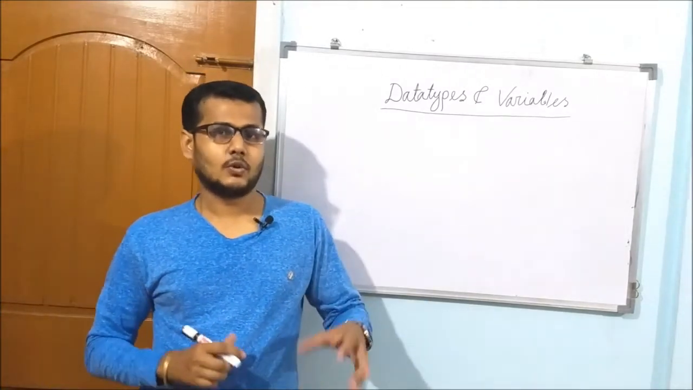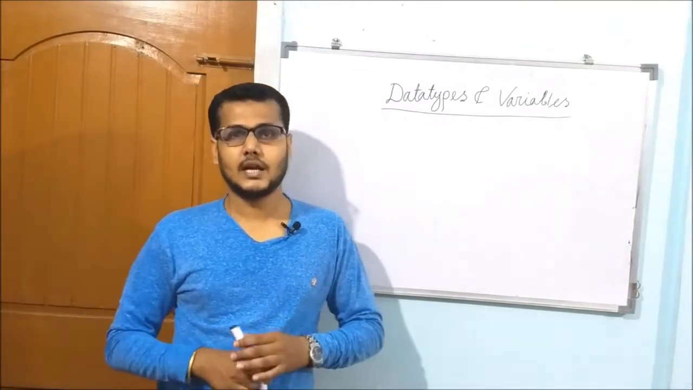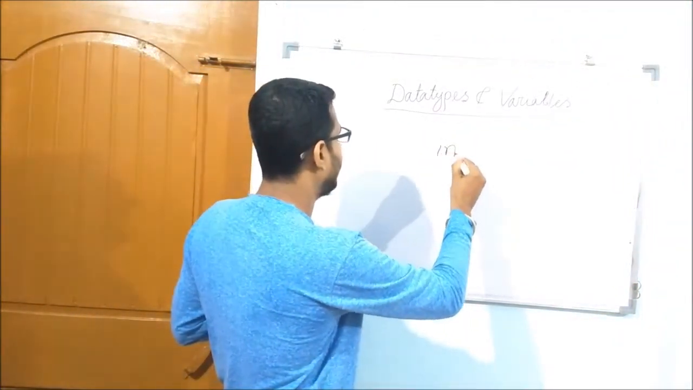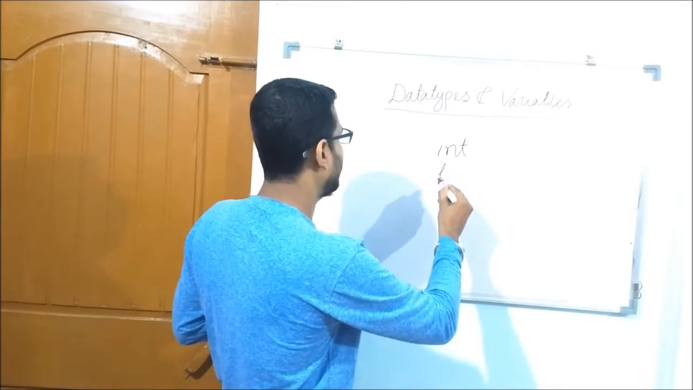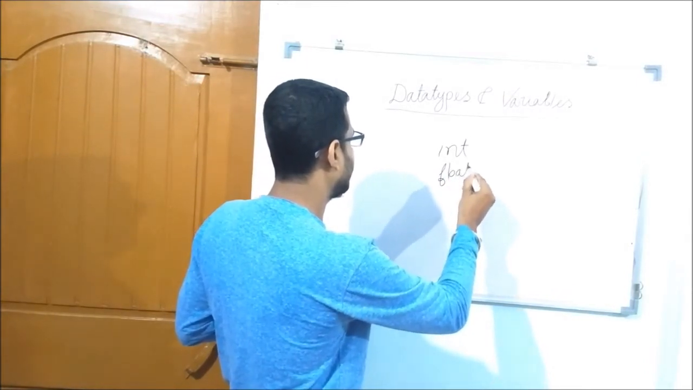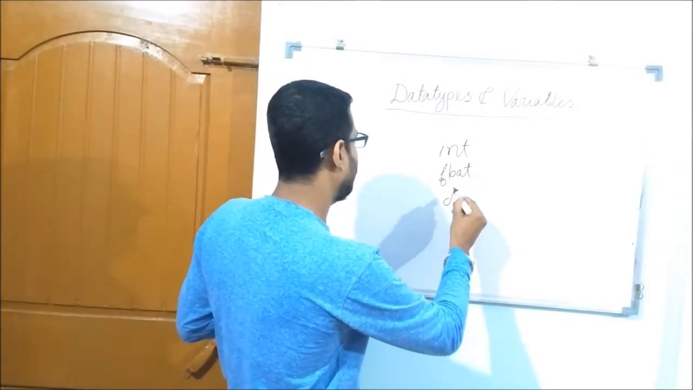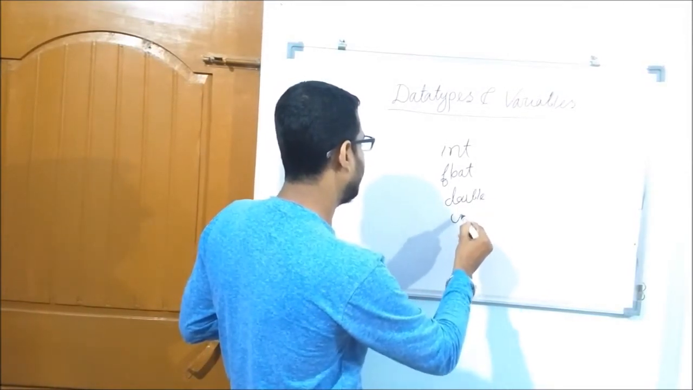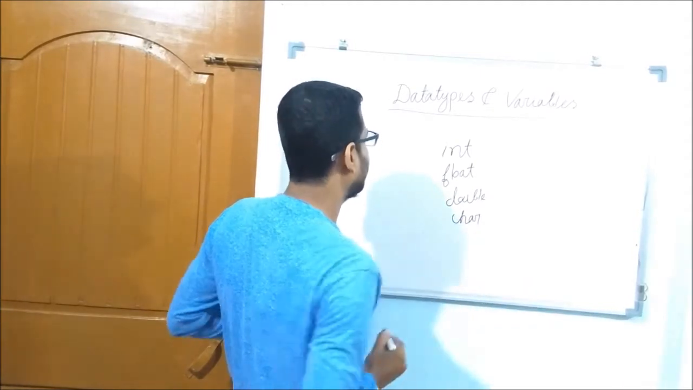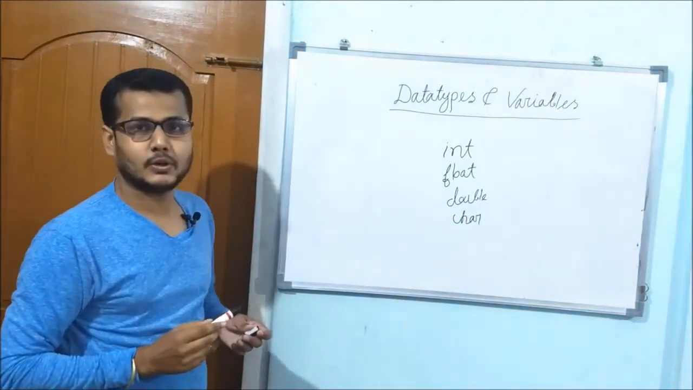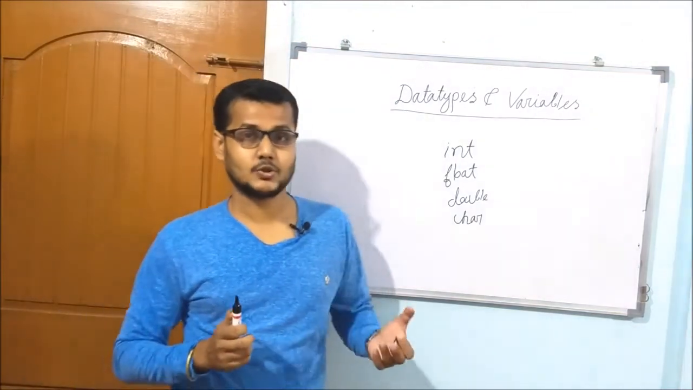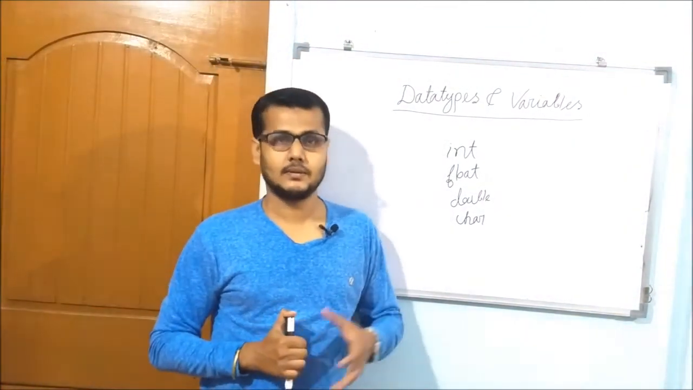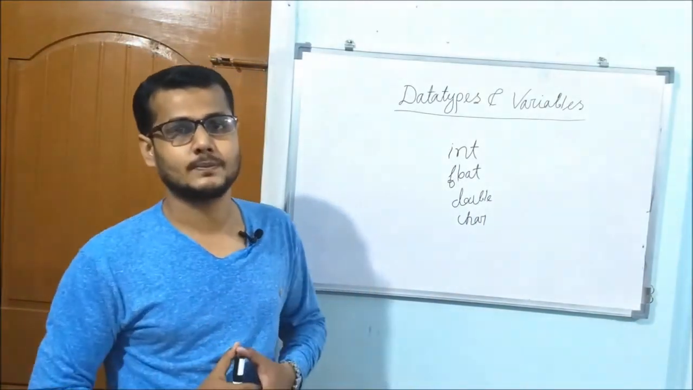I'll show you the complete list of data types later, but some commonly used data types are int, float, double, char. These four data types are commonly used, but later I will show you the complete list of data types. And all data type names in the C programming language are keywords.